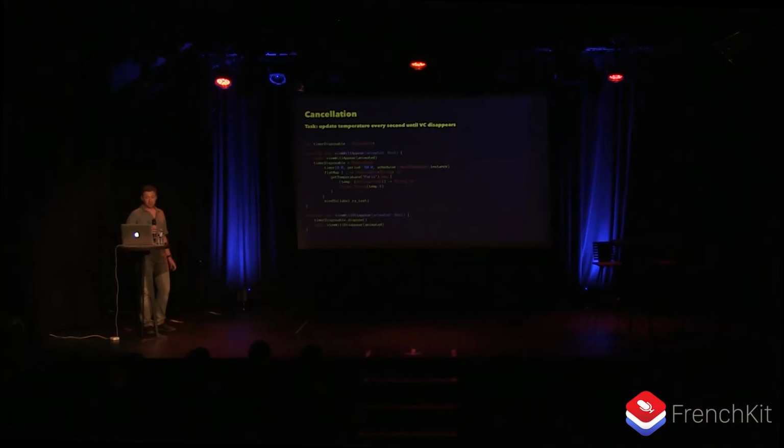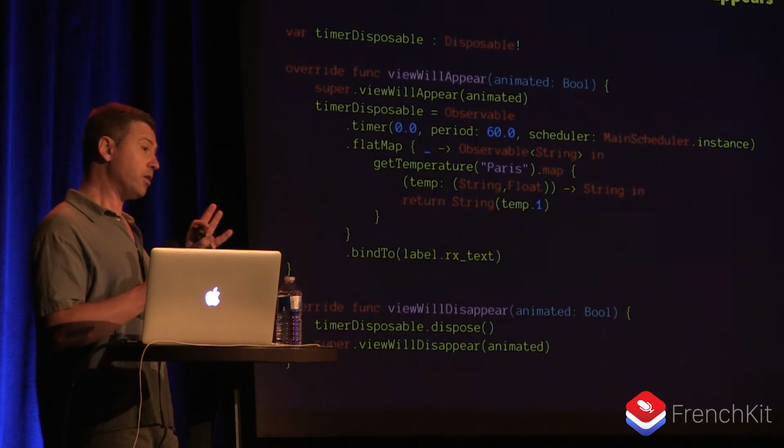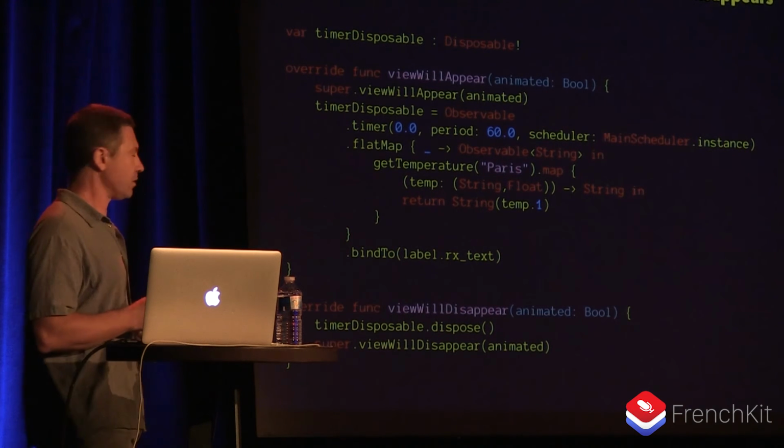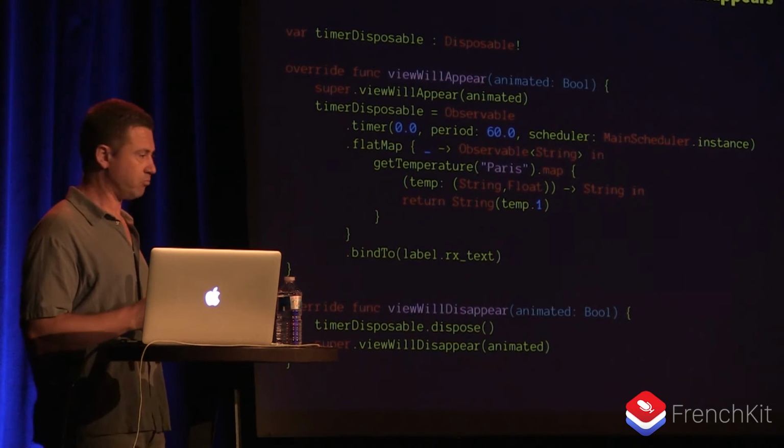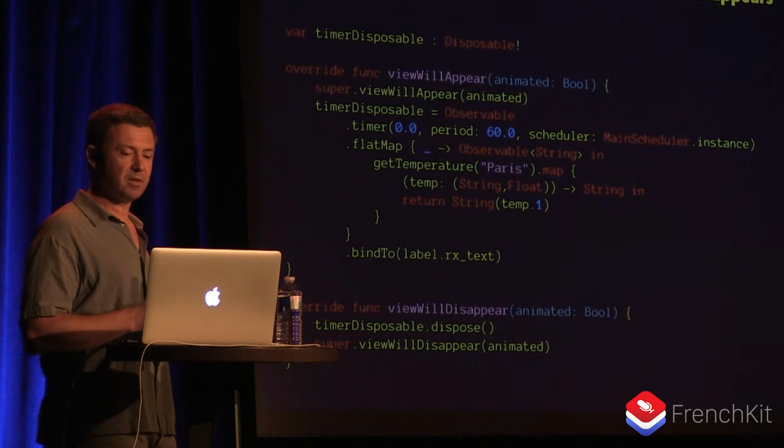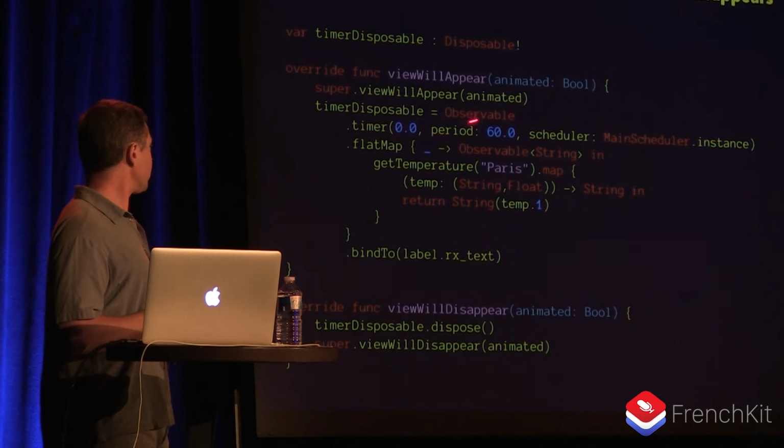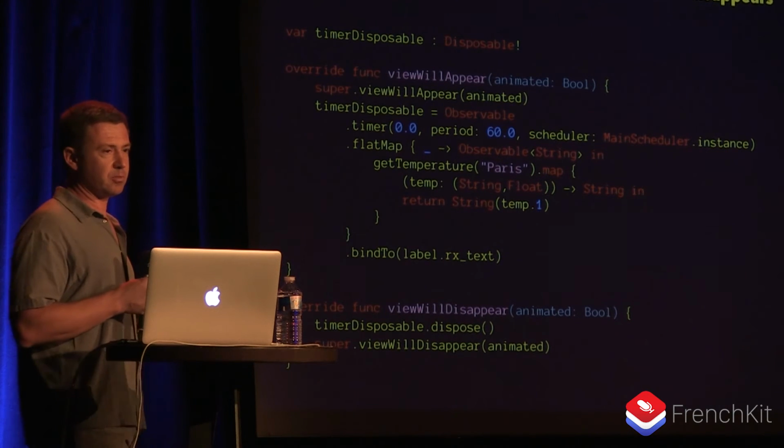Our next pattern is cancellation. Most of the time you want to be able to cancel the subscriptions to observables. Let's take an example. We want the temperature in Paris to be queried and updated every minute, only while the view controller is on screen. As soon as it goes off screen, we just want to cancel the subscription. So to do that, we create an observable timer. Observable timers are fantastic in RxSwift because they are such a simple way of doing cancelable timers.